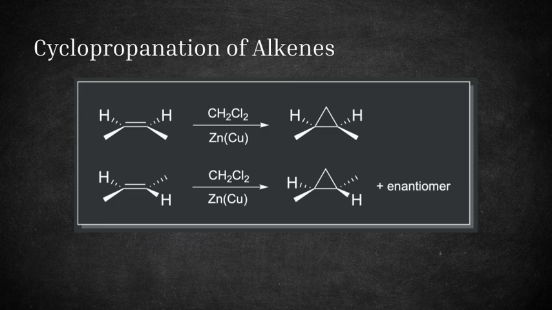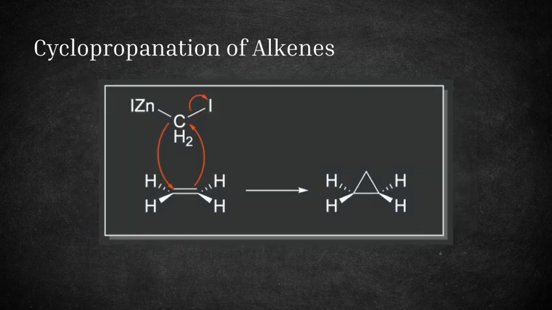We can achieve this transformation by starting with an alkene and reacting it with diiodomethane, CH2I2, and zinc-copper couple, Zn(Cu). In the mechanism, the zinc atom inserts itself into one of the carbon-iodine bonds of diiodomethane, forming a zinc carbenoid species. This step is analogous to the insertion of magnesium into a carbon-halogen bond during Grignard reagent formation.